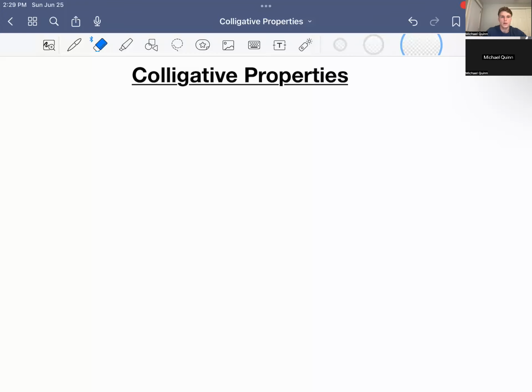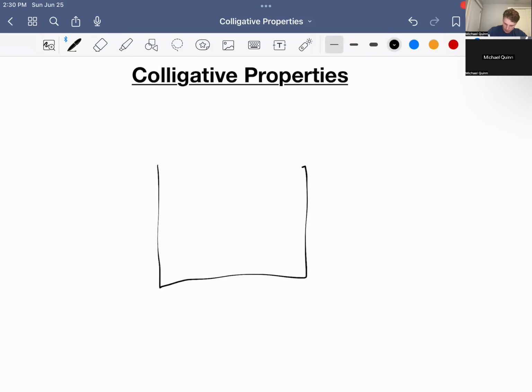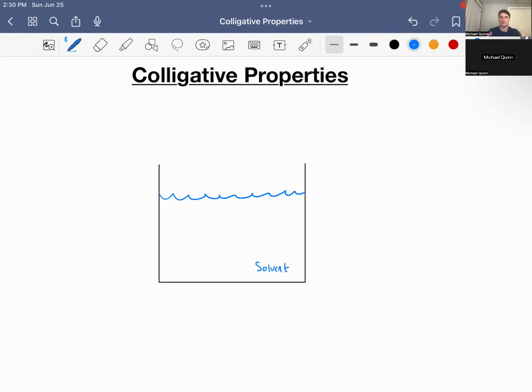In this module, I'm going to be covering the topic of colligative properties. Before we can go into some of these properties, there's two really important terms that we need to know. If we were to take a beaker and pour water into this beaker, water would be our solvent. This is what dissolves other things.